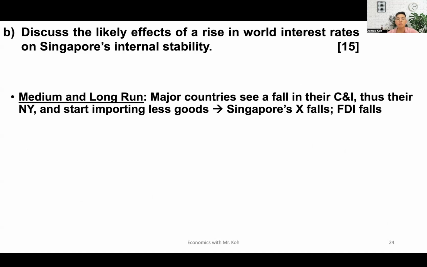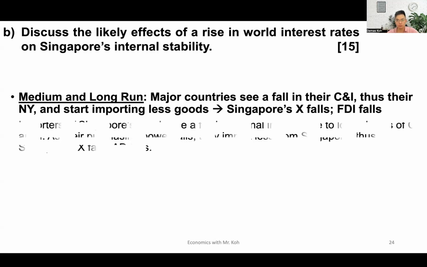And in the medium and long run, because major countries see a fall in their consumption and investment due to their high interest rates to begin with, their national income starts to fall as well. And they begin importing fewer goods from overseas, including from Singapore, and therefore Singapore's exports will fall, alongside a decrease in foreign direct investment as well.